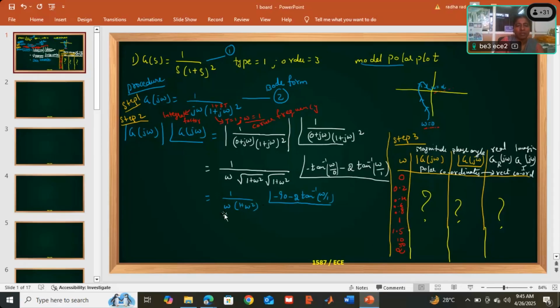Wherever omega is there we put 0, wherever omega is there we put 0.2. Like that, when we calculate magnitude, we will get the values for this complete column. Similarly, wherever omega is there we put 0, 0.2, 0.6, and like that if we calculate the phase angle, we will get the values for this complete column. Now magnitude and phase angle are completed, which is called polar coordinates.